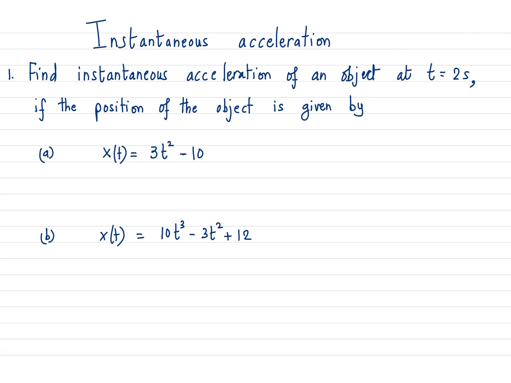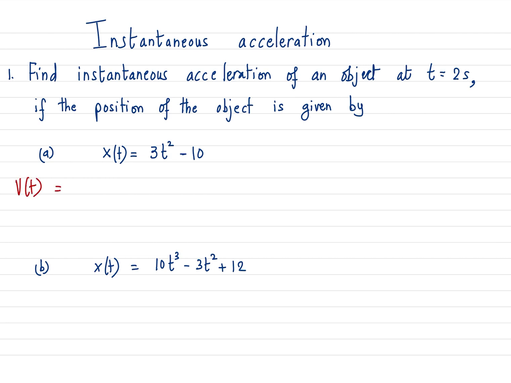Now in this second question, we want to find instantaneous acceleration. So find the instantaneous acceleration of an object at t equal to 2 seconds if the position of the object is given by, so we have two positions given, and for each option we want to find what's the instantaneous acceleration. Now if position is given to us, we need to first find the velocity and then find the acceleration. So we have to do the derivative 2 times. So first we'll find the velocity function. That will be dx over dt.